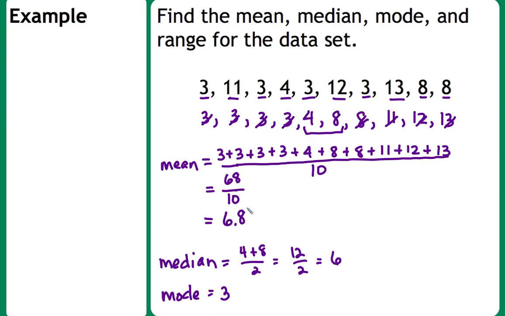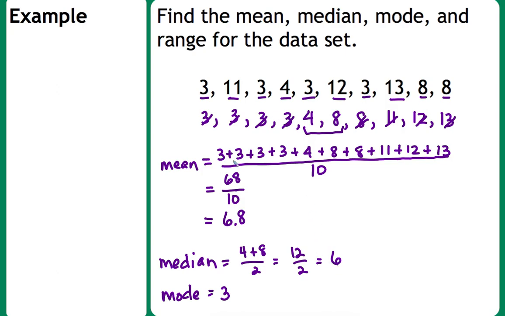Now when we do the median, again, we're crossing off in pairs. We cross off the 3 and 13 together, the next 3 and 12 together, the next 3 and 11 together, the final 3 and the 8 together. And that leaves us two numbers in the middle, 4 and 8. So we need to find the number in between. So we can find the mean of that. 4 plus 8 is 12, divided by 2 is 6.